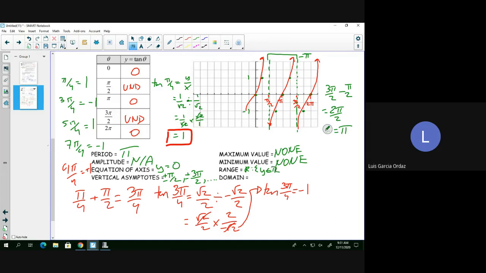Our domain is theta such that theta cannot be pi over 2 or 3 pi over 2. Yeah. Because remember, the minus just means you're going clockwise on the circle. A weird looking graph. Wait, so when you write theta, is not equal? Theta, x, doesn't really matter.